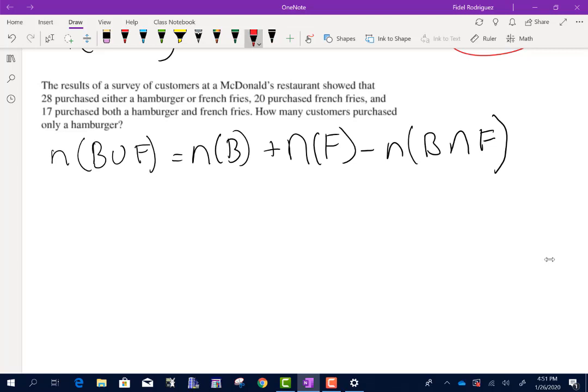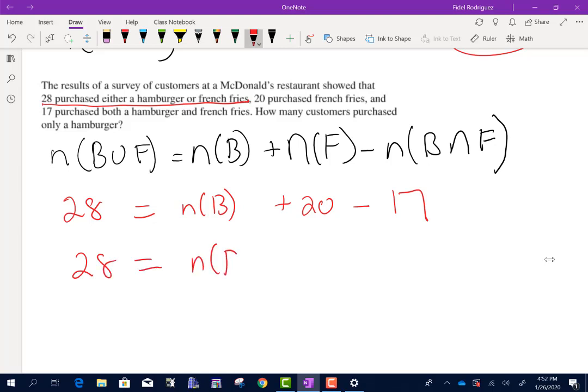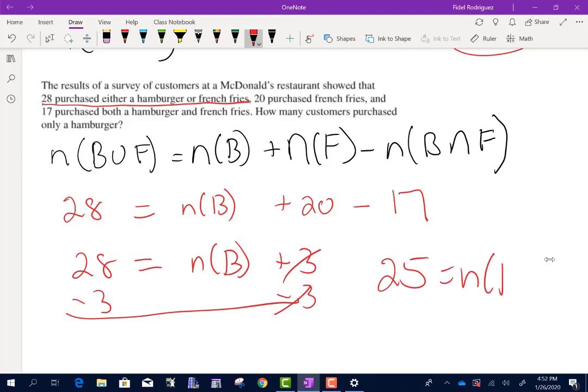Okay, so let's see. What do we have here? 28 bought either one. So there's my 28 right here. 20 bought fries, so this is going to be my 20 here. And 17 bought both right here. I don't know how many bought just a burger. Okay. So this is 28 equals the number who bought a burger, which we don't know yet, plus 20 minus 17, which is a plus 3. So guys, if we just minus 3 from both sides, then we would say, well, 28 minus 3 is 25, and that's the number who only bought a burger. Okay? So 25 people only bought a burger.